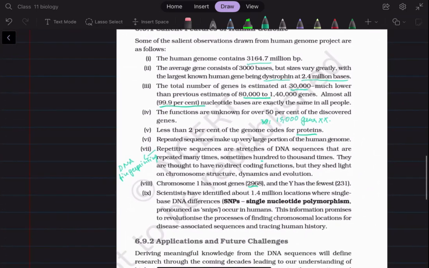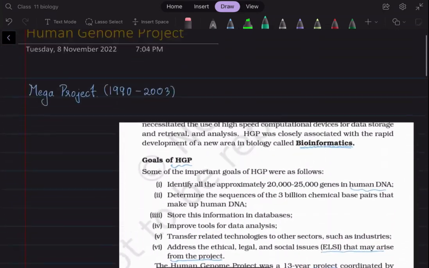So this was all the important stuff about the Human Genome Project.